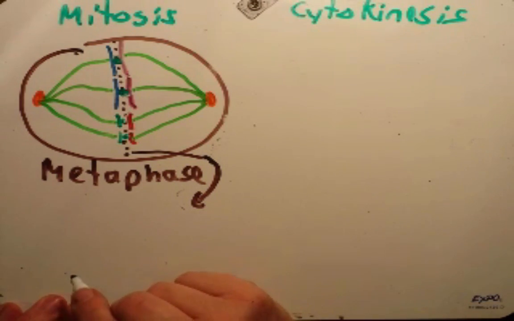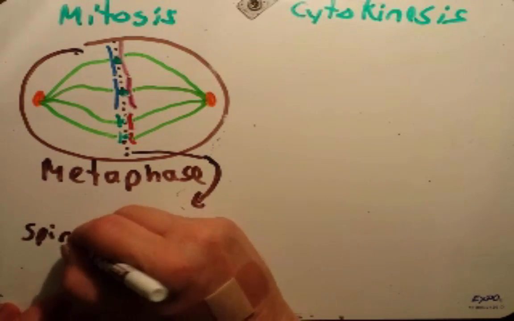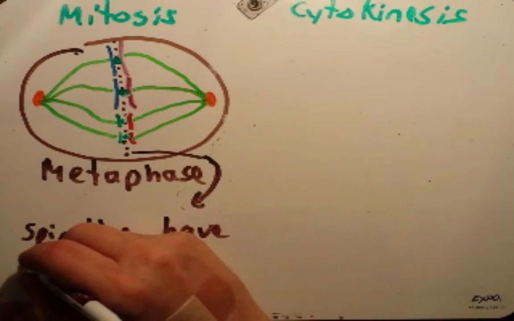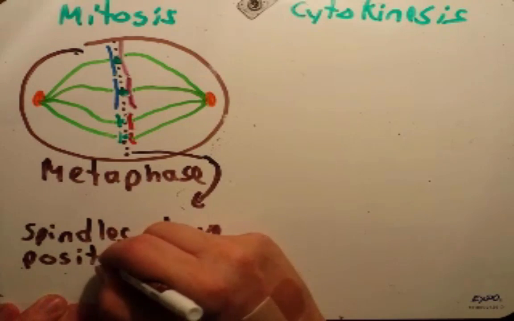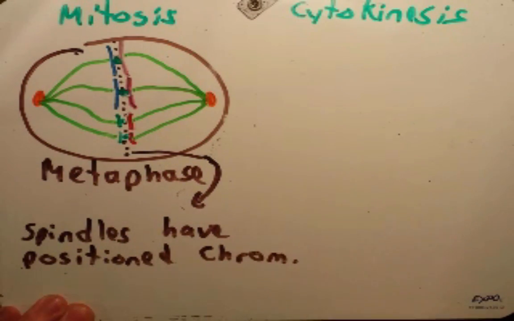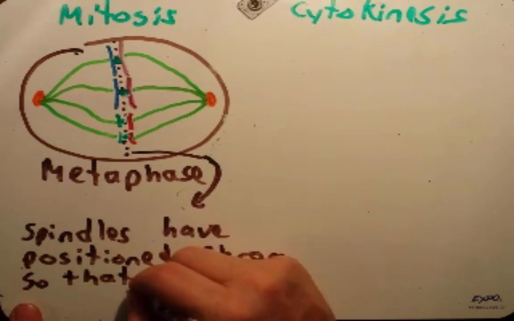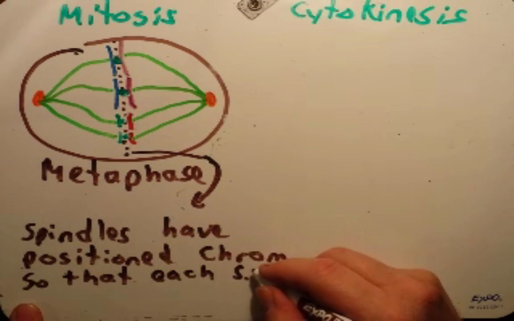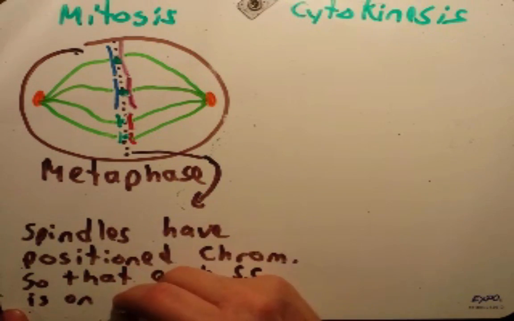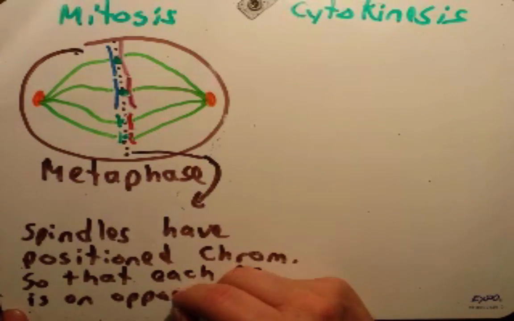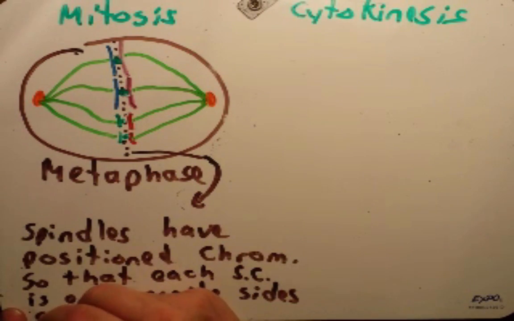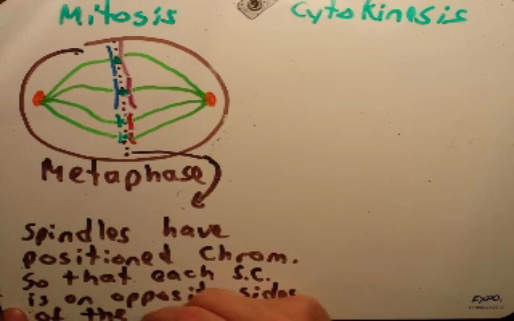What's happening during metaphase is that the spindles have positioned the chromosomes so that each sister chromatid, I'm going to abbreviate that SC, is on opposite sides of the metaphase plate.